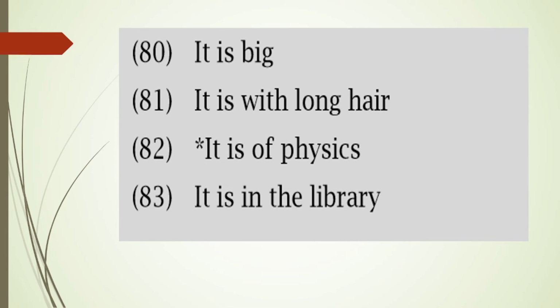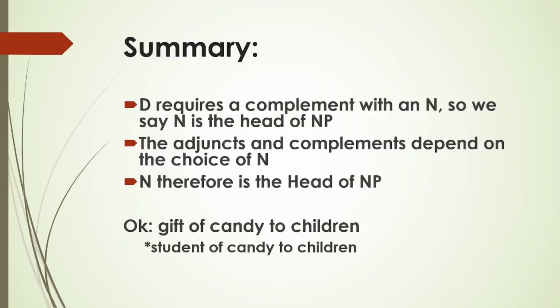So, it is big: big is a complement of it. With long hair is an adjunct. It is of physics is not a correct sentence. It is in the library is an adjunct. In sum, D requires a complement with an N. So we say N is the head of the NP.